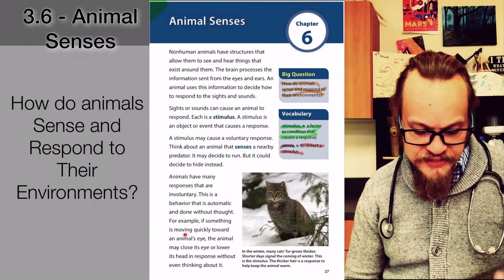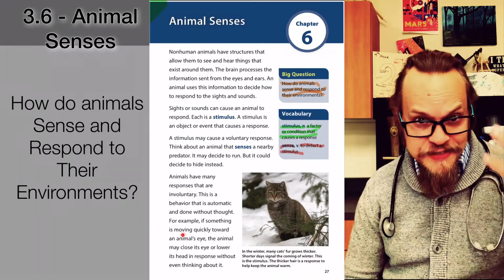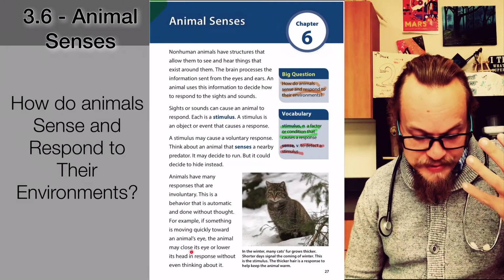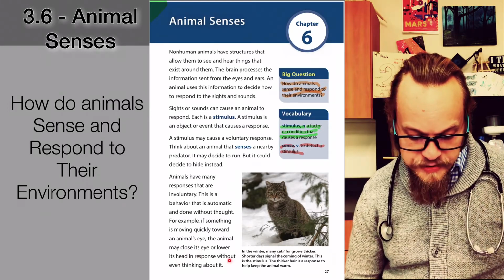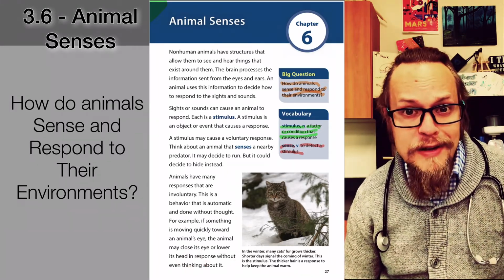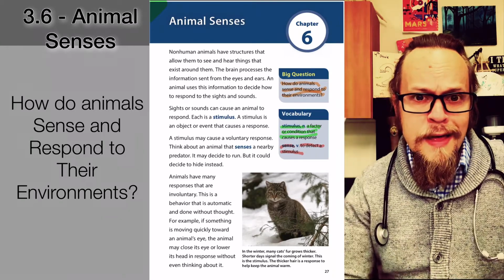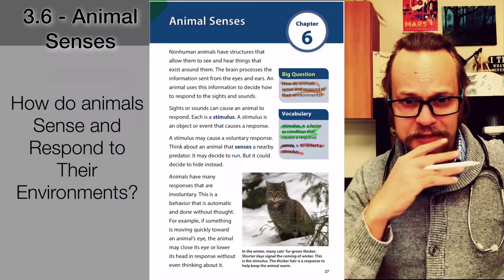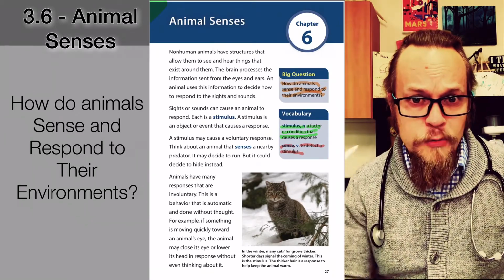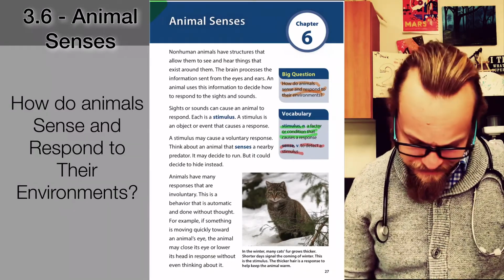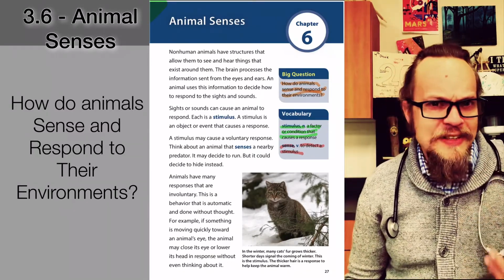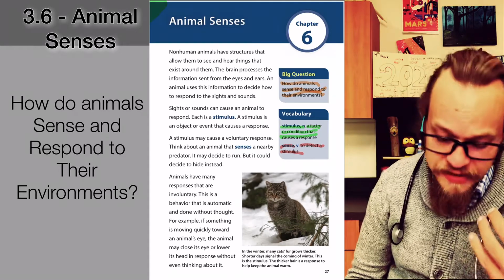For example, if something is moving quickly toward an animal's eye, the animal may close its eye or lower its head in response without even thinking about it. It's why we blink so much if there's dust or anything nearby, or we've been staring at this bright light. We just naturally blink to protect ourselves.